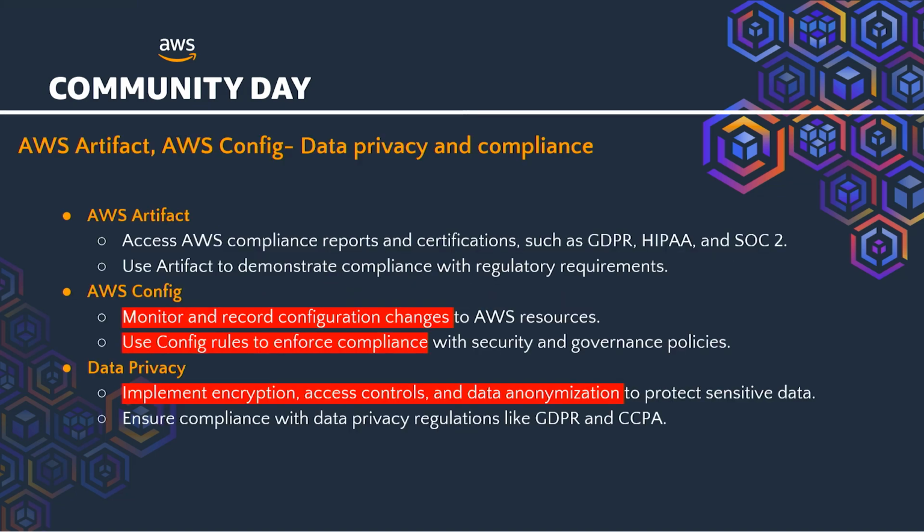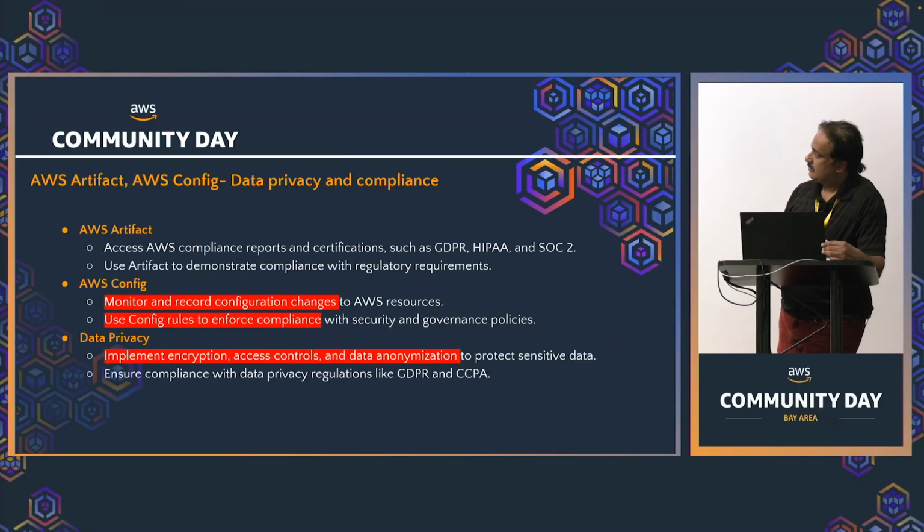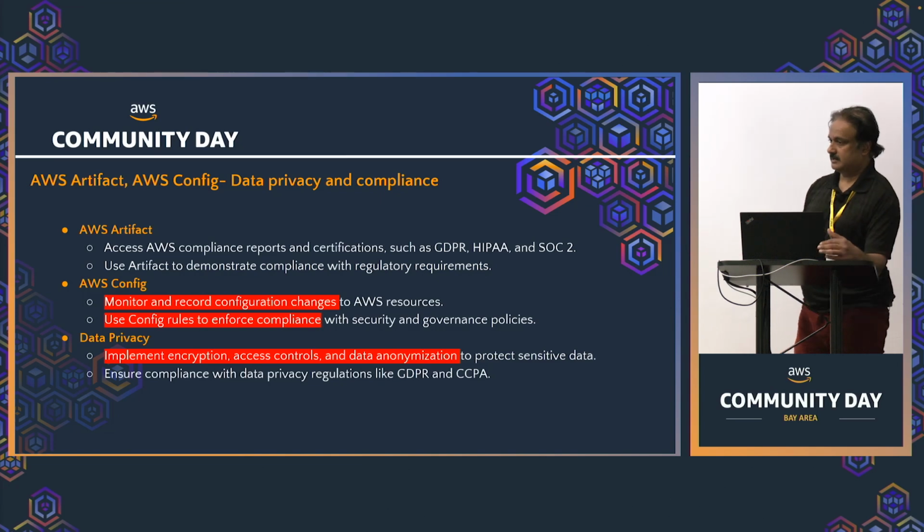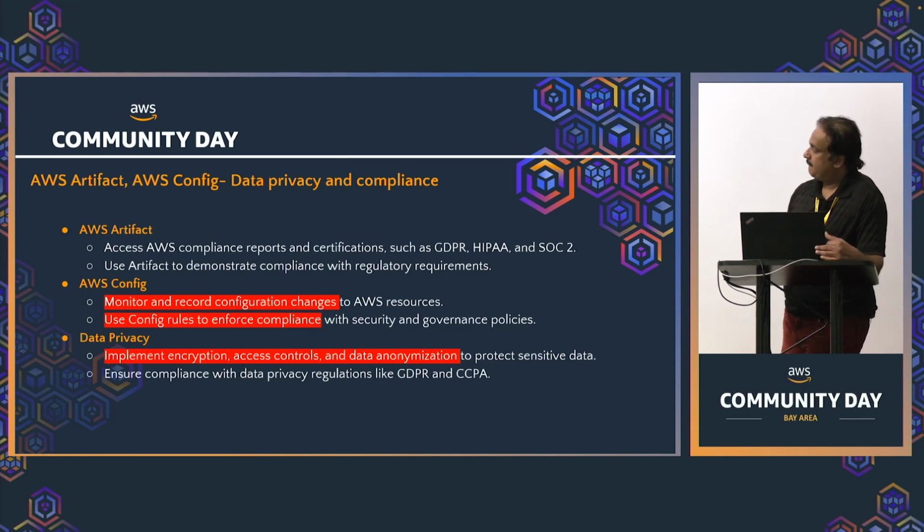Governance, compliance, and risk management. AWS Artifact, you can use this to produce reports based on how you run your workloads, from a compliance point of view: GDPR, HIPAA, or SOC 2. If you're a startup building a Gen AI solution or an AI agent, you can use a SOC 2 report to produce to the auditors, to demonstrate compliance with regulatory requirements.